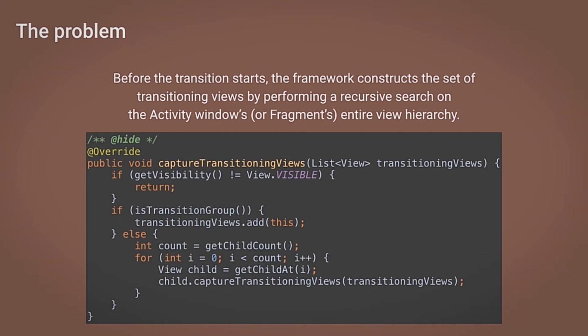And I was like, what is a transition group? Well, basically, if you take a look, it checks if it's visible. If it's not visible, that means I don't need it to animate. And then it checks if it's a transition group. If it's not a transition group, what the framework does is, okay, this view is not a transition group, but is it a view group? It is. Does it have children? It does. So I'm going to take a look at the children to see if they are a transition group, to see if I can animate them too.